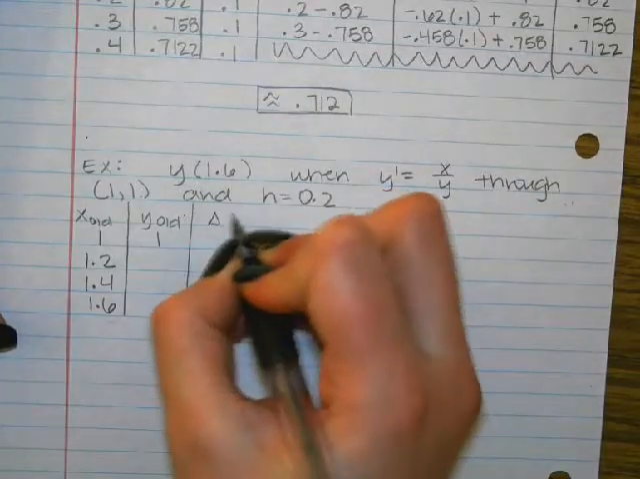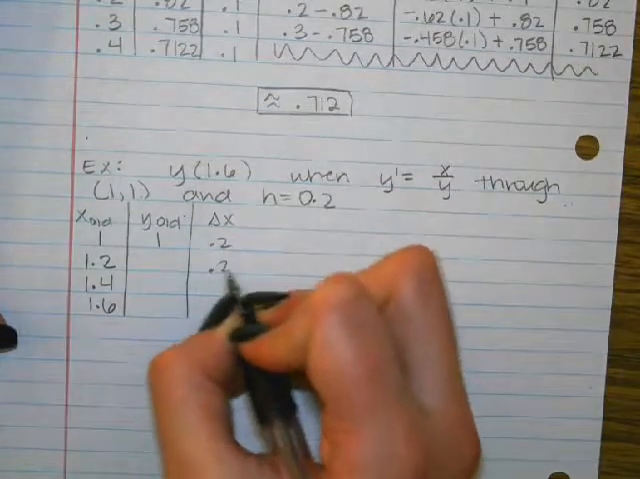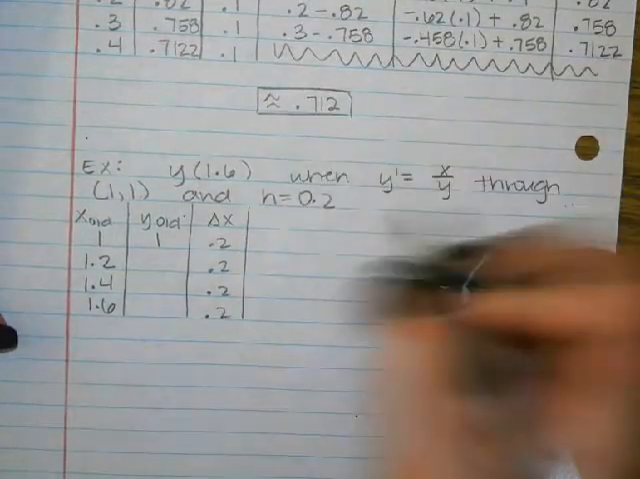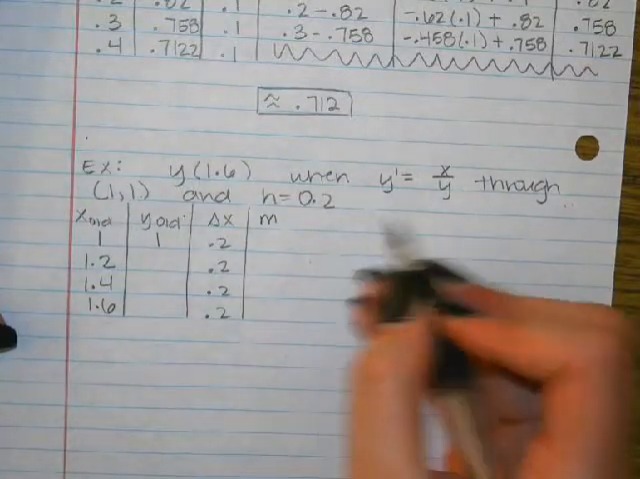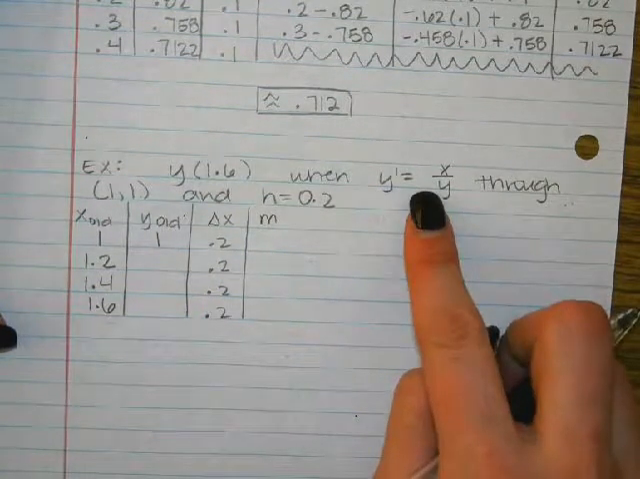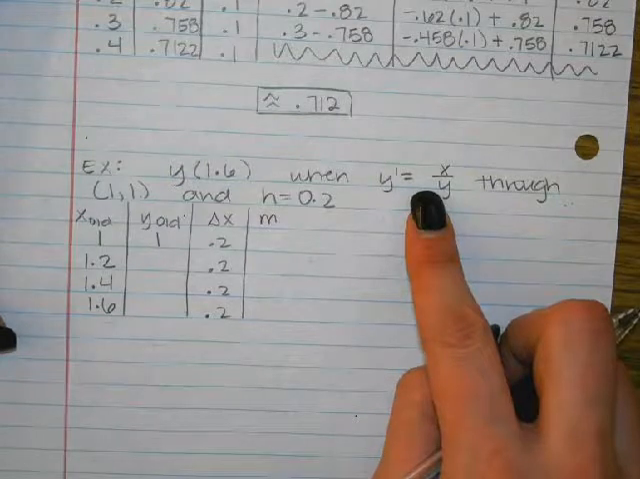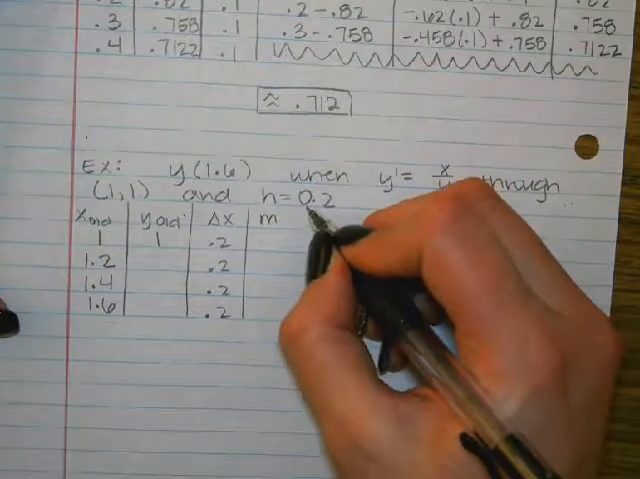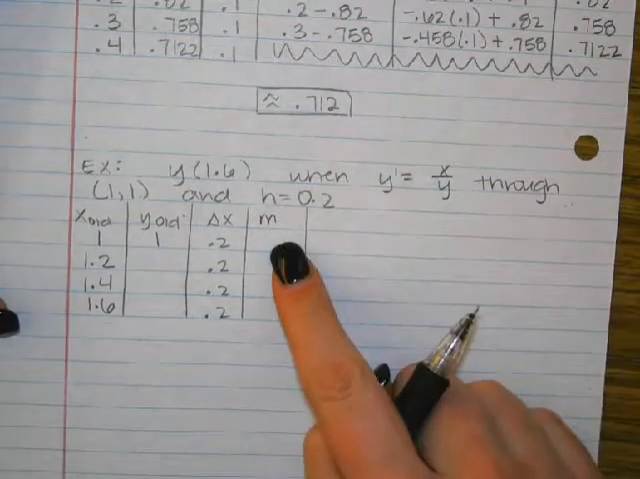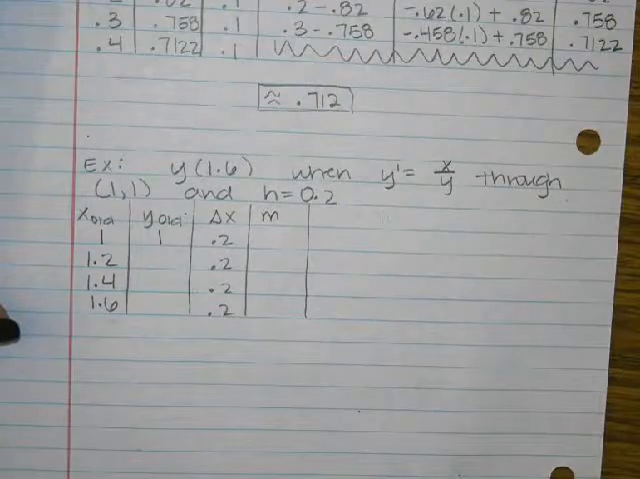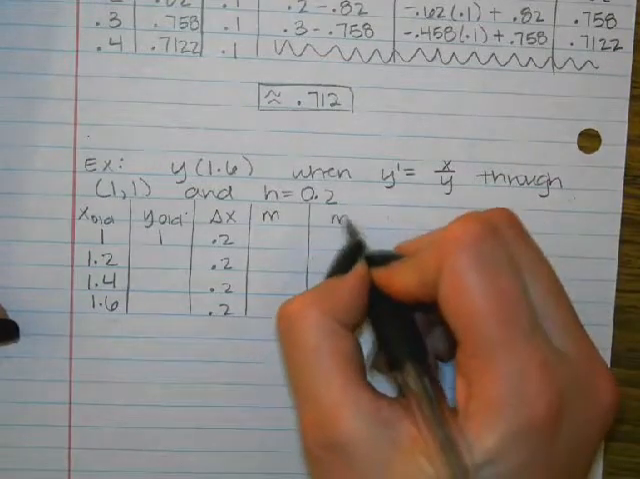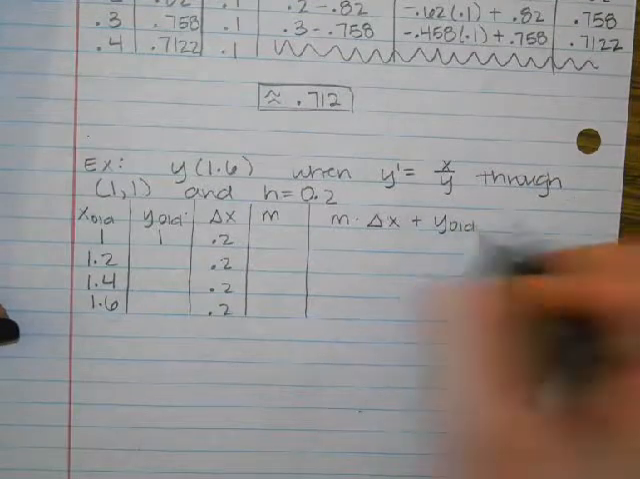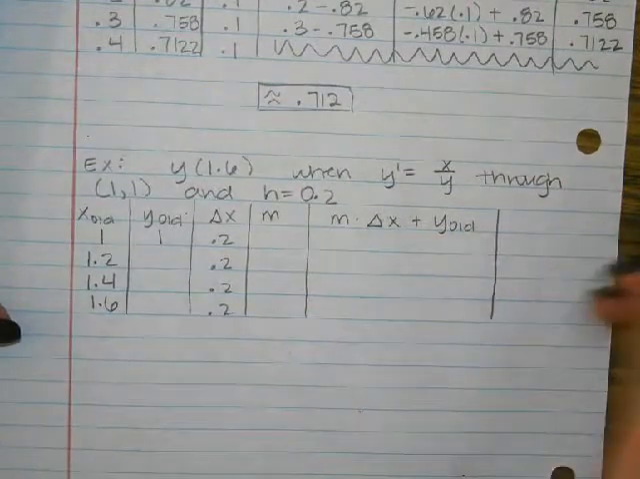So I know that my delta x is going to be 0.2 every time. I'm going to figure out what my slope is by using this differential equation. So taking the x-coordinate and dividing it by the y-coordinate. That's how I'm going to find my slope. So that column can be pretty narrow this time because that's not hard to do, to divide those two numbers. And then I'm going to have slope times the change in x plus the old value. That's going to give me the new value.